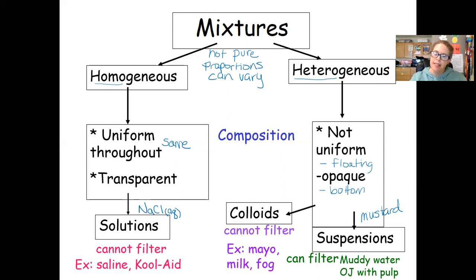So a suspension is going to settle, like muddy water will settle, and so will orange juice with pulp, right? The pulp is going to settle down to the bottom, but if I wanted to get rid of it, I could always just pass it through a filter paper.